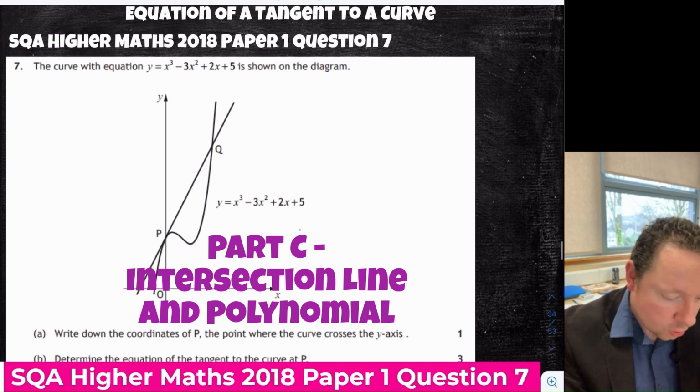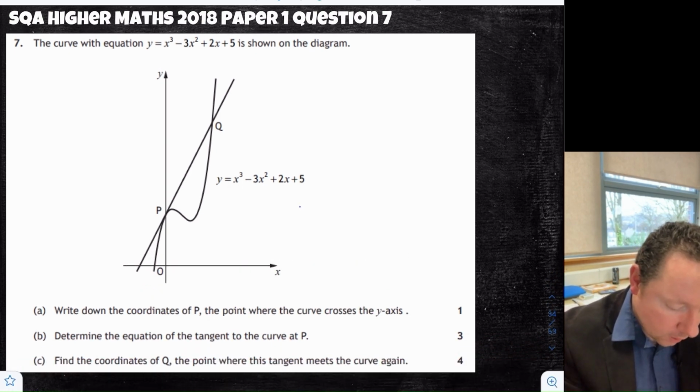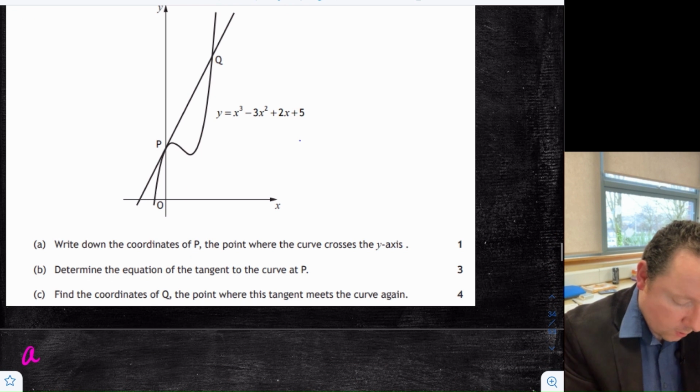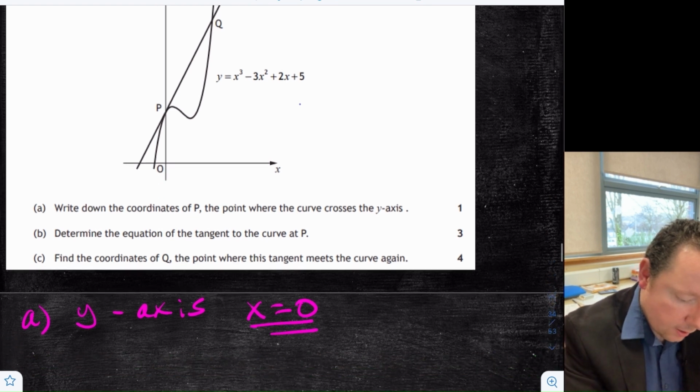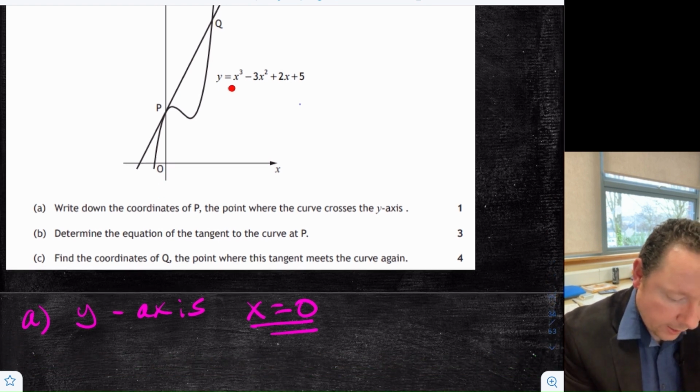You've got this curve shown in the diagram. Write down the coordinates of P, the point where the curve crosses the y-axis. So for part A, it cuts the y-axis when x equals 0. So subbing 0 in, that's really easy. 0 minus 0 plus 0 plus 5. When x is 0, y is 5, so it's 0, 5.